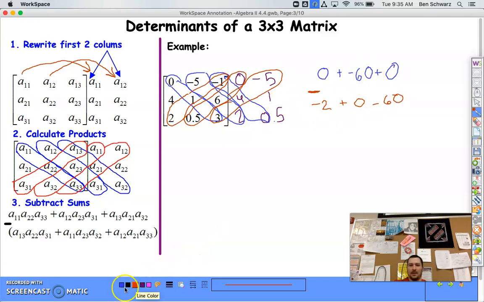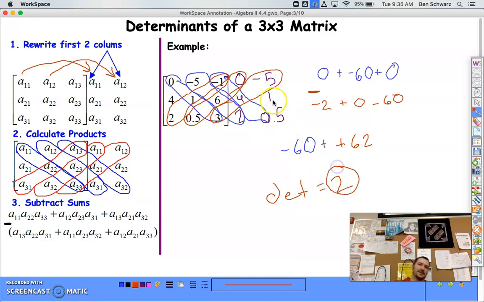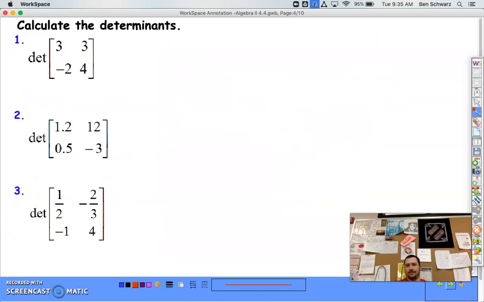So now what I end up doing is I take this sum up here on the top, that's negative 60, and then it's minus this sum down here, which is a negative 62. So the 2 negatives become a positive. Our determinant is 2. So that's the process for a 3 by 3.